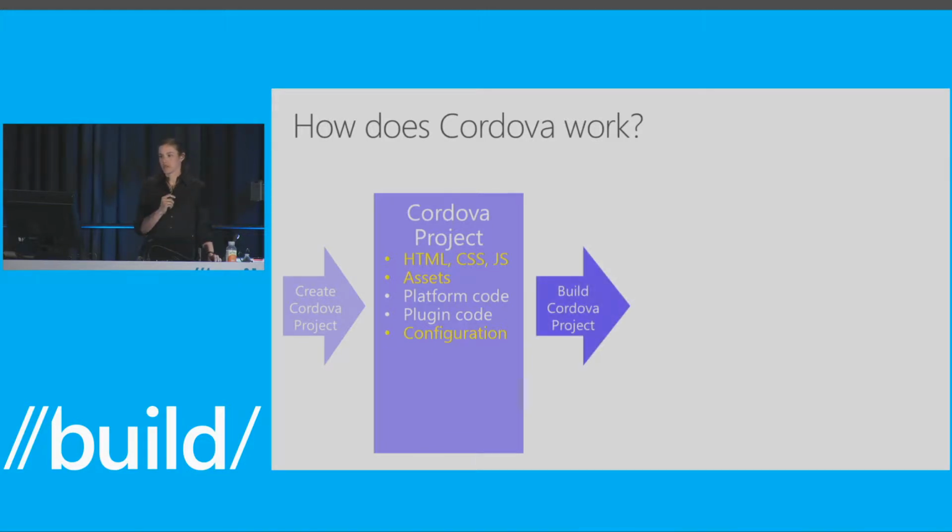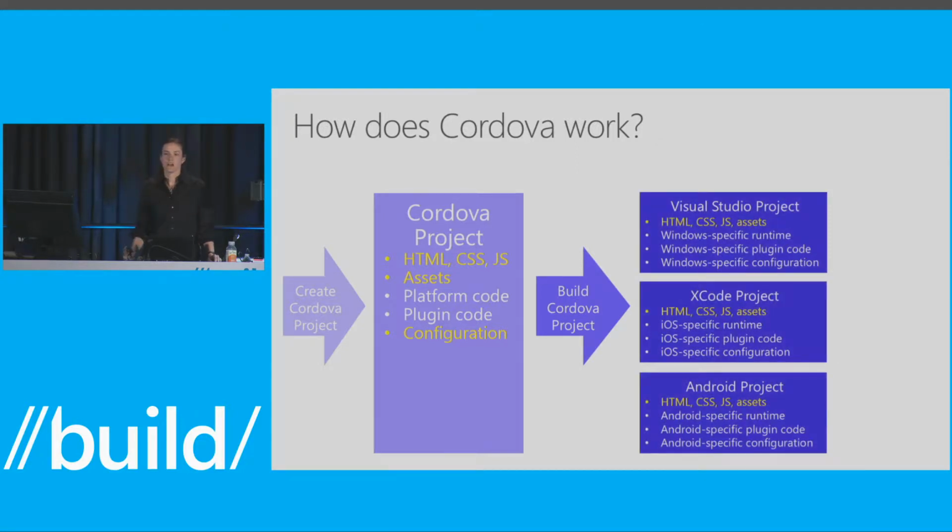When I build that Cordova project, what I get are projects that are specific to each of the platforms. For Windows, I get a Visual Studio project with that HTML, CSS, JavaScript, and assets that are mine. And then the Windows-specific runtime and plugin code, and the Windows-specific configuration. That's going to look like an appx manifest for Windows. In iOS, I end up with an Xcode project with, again, that same HTML, CSS, and JavaScript, and all of my assets. And then the iOS-specific platform, plugin, and configuration. And again, with Android, same thing.